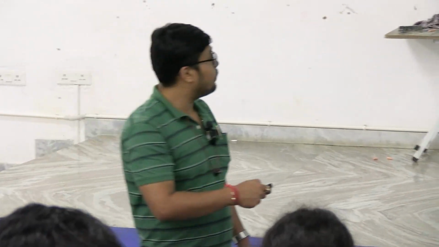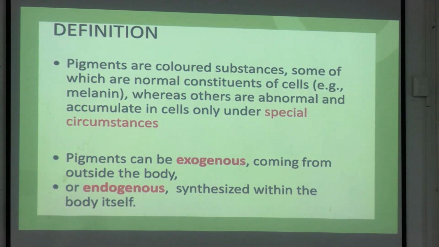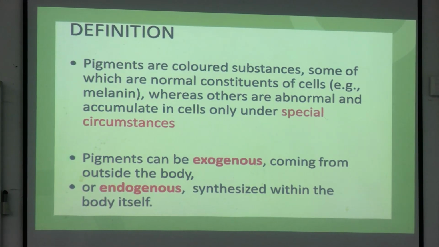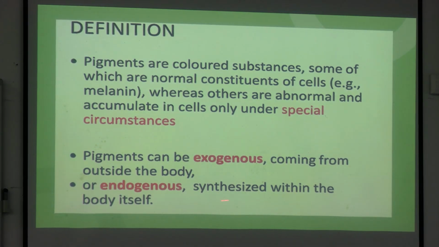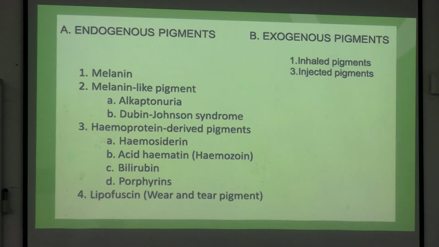টাইরোসিন, সব জানে ওরা। Pigments are colored substances, some of which are normal constituents of cell, that is melanin, whereas others are abnormal and accumulate in the cell only under special circumstances. So pigments can be exogenous. Virat Kohli, many tattoos in his body. So these are exogenous pigment. But endogenous pigments are synthesized within the body itself, due to byproducts of cellular metabolism.